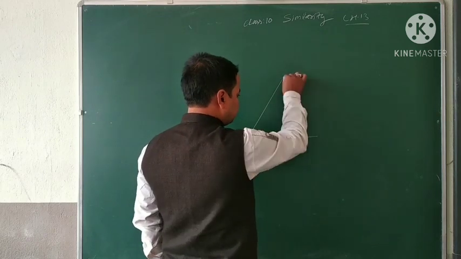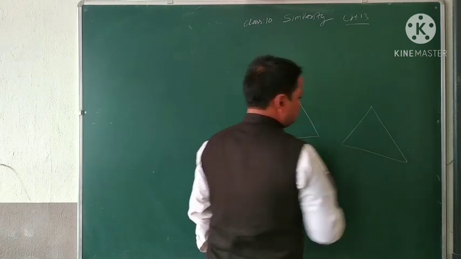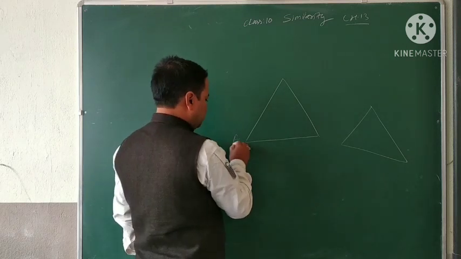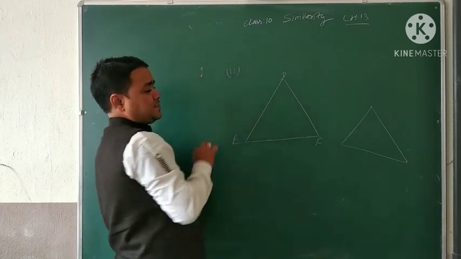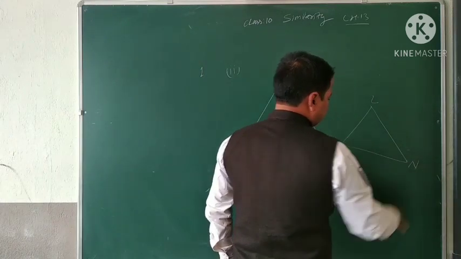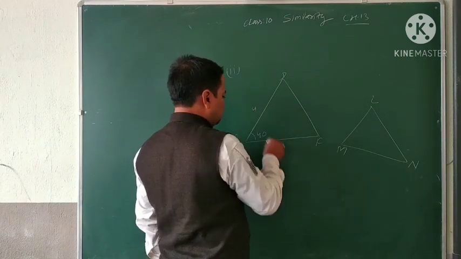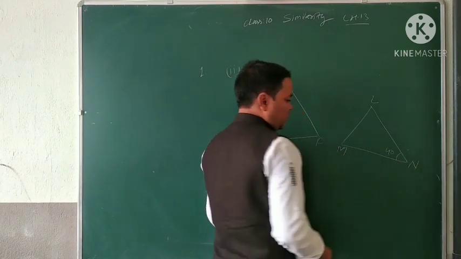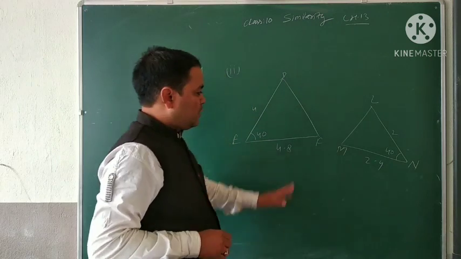One diagram is given this way, and one diagram this way, and this is EFD. I am talking about the second diagram of question number first. Here the angle E is equal to 40 degrees, this side is 4 and this is 4.8. Similarly, here angle N is given 40 degrees, and sides 2 and 2.4. We have to prove it.